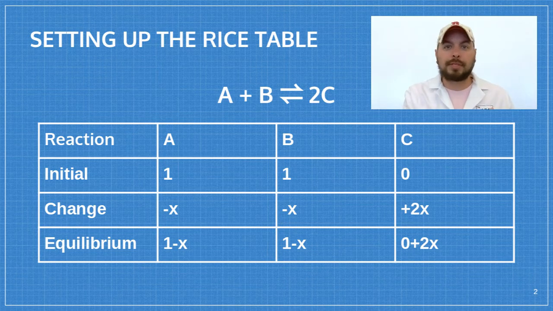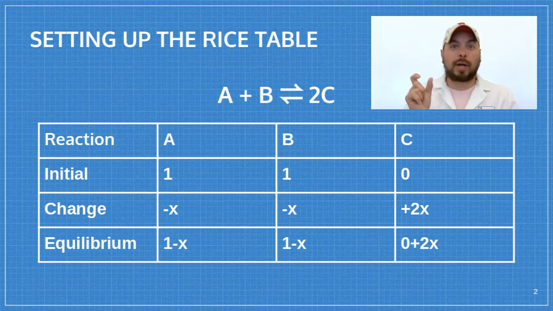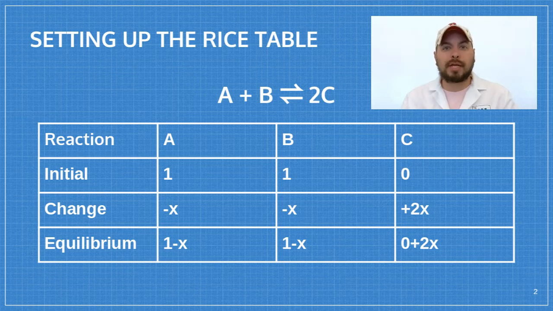Products, we do the opposite. If it's a coefficient of 1, it would be plus x, coefficient of 2, plus 2x. And at the end, at equilibrium, we're simply taking our initial and adding or subtracting the value of the change. So what we're going to do today is put these RICE tables into action as it pertains to equilibrium.